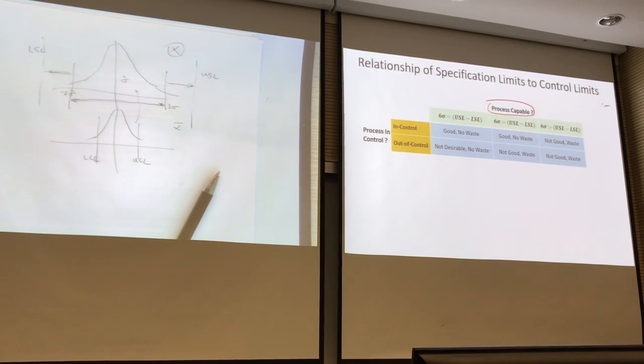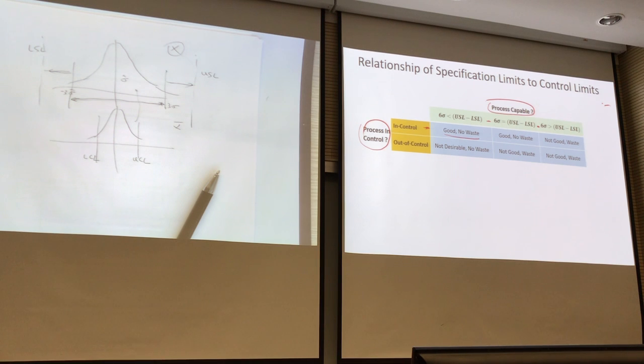Process capable or not, process in control or not. So there are these three scenarios: case 1, case 2, case 3. When it's in control, no waste. When it's out of control, not desirable, but no waste as well. When your process spread is very much smaller than your specification tolerance. Now, when this is equal and in control, it's good. Actually, I would say marginal.